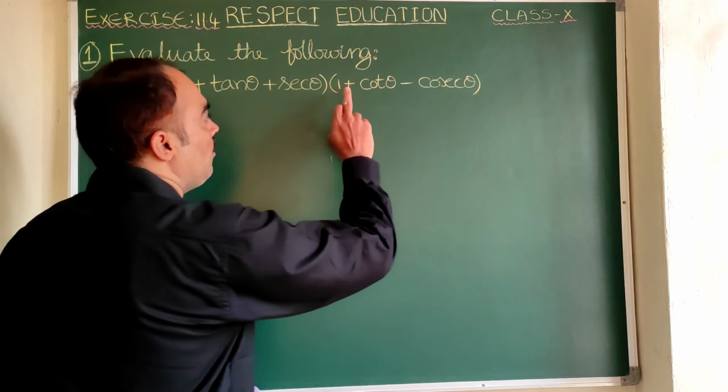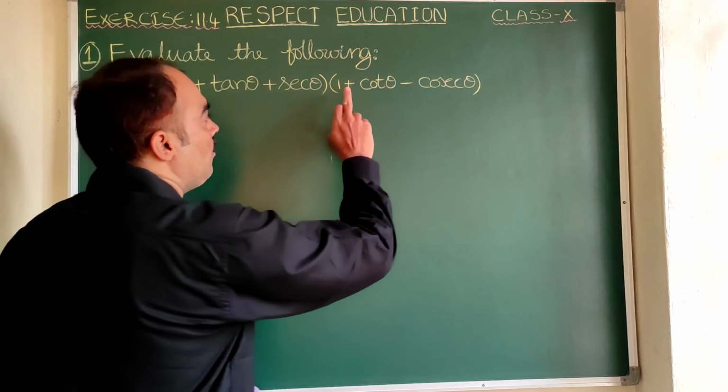Now, based on these formulas, wherever a is there, you can say sin theta. Wherever b is there, you can say cos theta. Now, can you tell me what a square will be? Sin square theta, plus b square means cos square theta, plus 2 into a into b, sin theta into cos theta. Any doubt in this step? No, sir. Right.